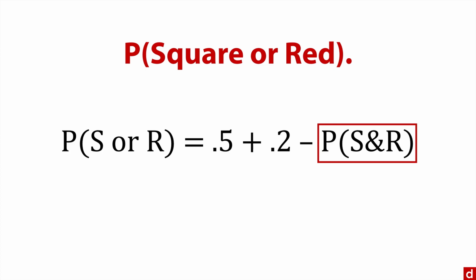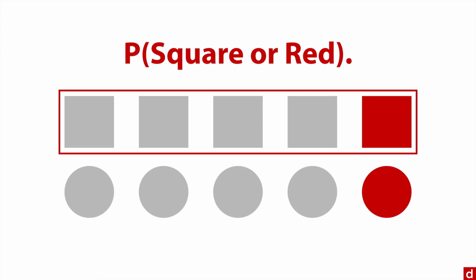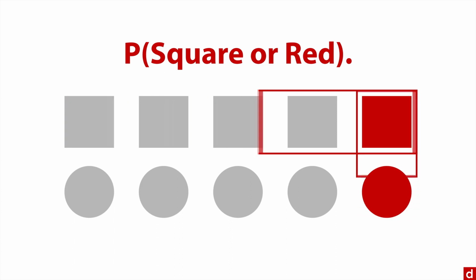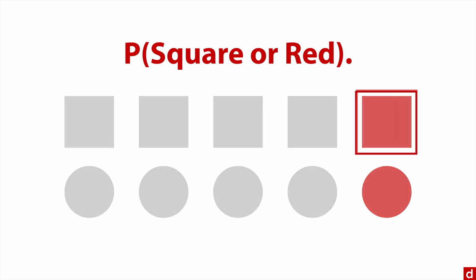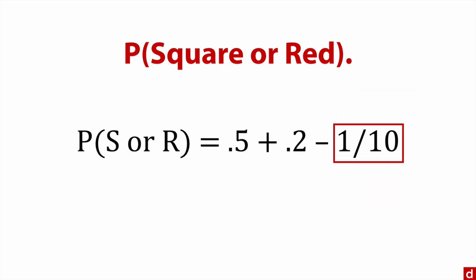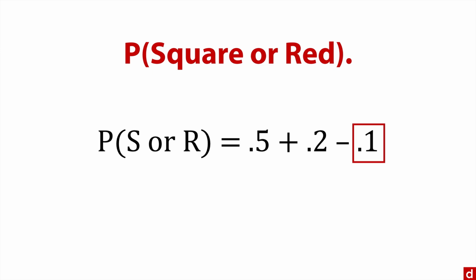So let's go back to our sample space. And we're looking for something that is square. There's the squares on top and there's the things that are red on the side. And you see they overlap. And this is our little overlapping red square. So there's one shape that meets both of those, 1 out of 10. So we come back here, we do 1 out of 10, that reduces to 0.1.